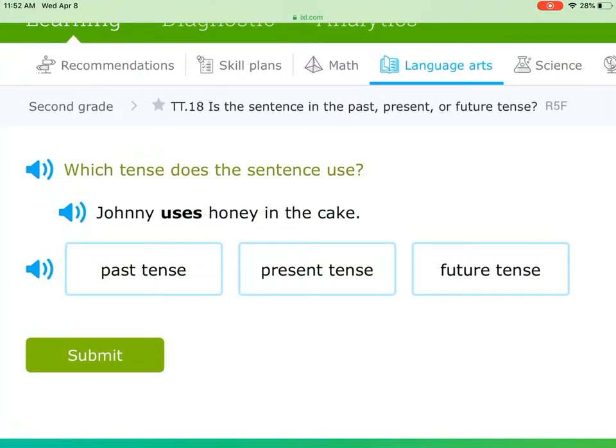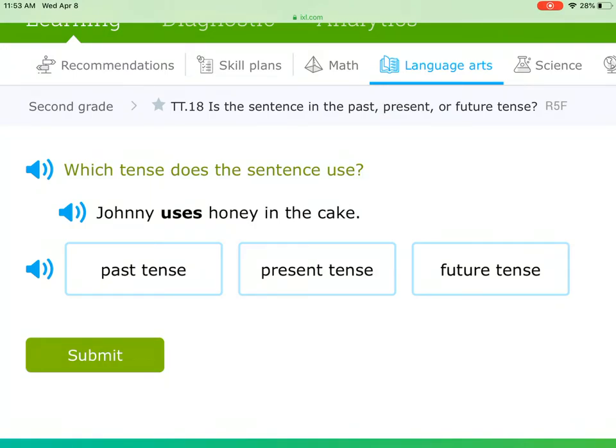All right, number 2. Johnny uses honey in the cake. So uses is our verb. We need to decide, is that past tense, like it happened in the past? Is it present tense, like he's doing it right now? Or is it future tense, like it's something he's going to do in the future?